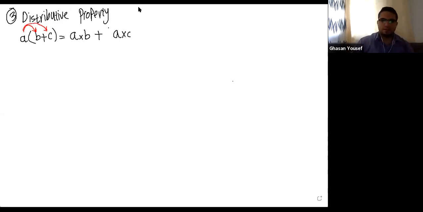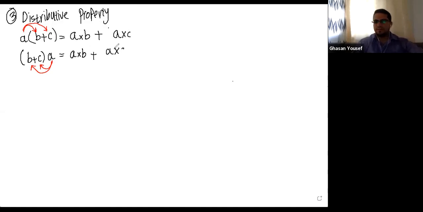Okay. The same thing if I multiply the A in the back. So if I have parentheses, B plus C, and this is times A. Same idea here. I can distribute the A inside the parentheses, A times B and A times C. So they give me the same thing, A times B plus A times C. Is it clear?